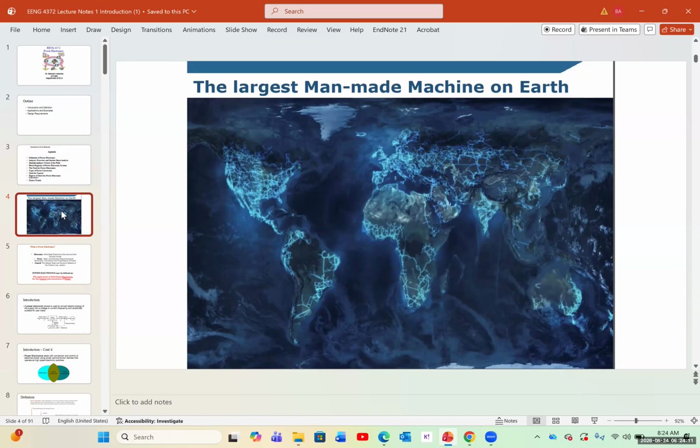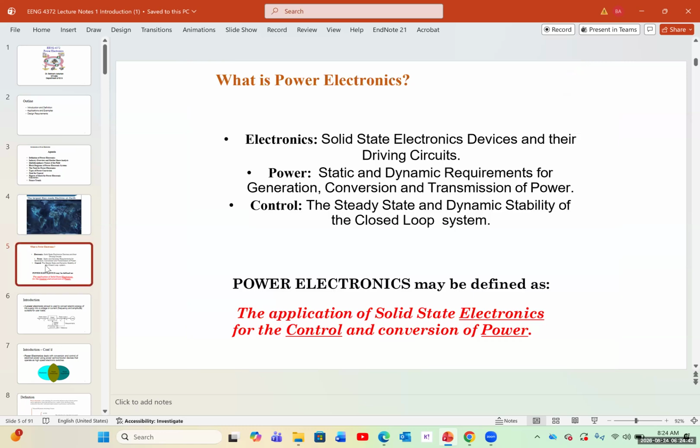You have power stations, power plants. You have transmission lines. You have distribution centers. And you have consumers, and a lot in between. Now, managing this is a tremendous task. And the way we do that is through control systems, computer software, and also power electronics. I'll explain more. Now, you may ask, what is power electronics? That's the importance of power electronics: we can control this man-made machine.